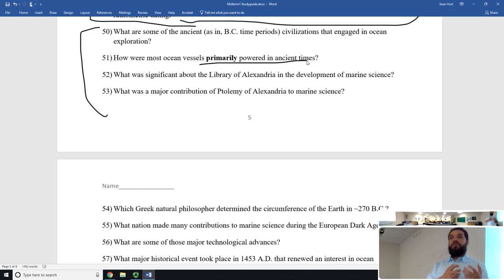So it wasn't so much sailing. They haven't really developed the correct kind of rigging and sail types to do a lot of sailing. So most things, all the way up into the Renaissance, into the 1500s, was all oar driven. So manpower, right? That's what it was coming from.